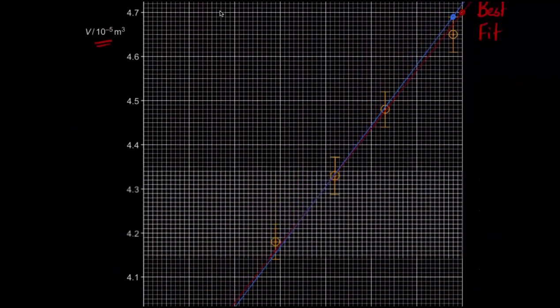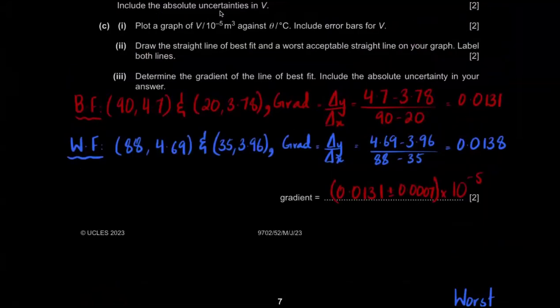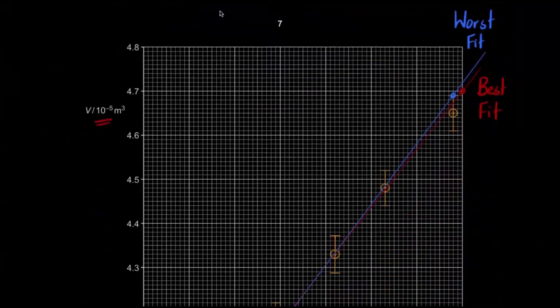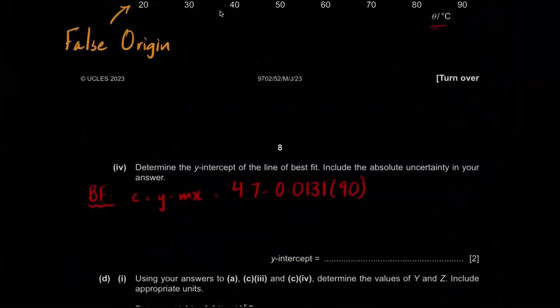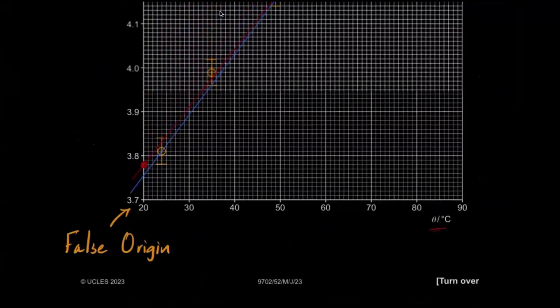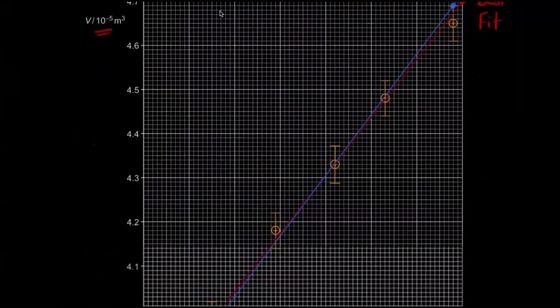Let's just go up and confirm. Yeah, 4.7 minus 90 times 0.0131. So let's calculate this. 4.7 minus 90 times 0.0131 turns out to be 3.521. So 3.52. And I do the same for the worst fit. Again, c equals y minus mx. That gradient was 0.0138, right? 8, not 4, 8.